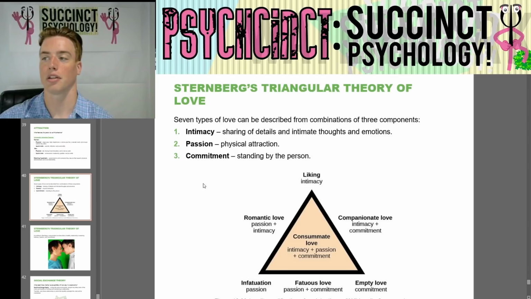Sternberg's triangular theory of love. Seven types of love can be described from combinations of three components: intimacy, sharing of details and intimate thoughts and emotions; passion, or physical attraction; and commitment, standing by the person. So here you have your seven different types of love. You have liking, which is intimacy; romantic love, passion plus intimacy; infatuation, which is just passion; companionate love, intimacy plus commitment; empty love, which is just commitment; and fatuous love, which is passion and commitment. And finally, you have consummate love, which is a combination of all three.